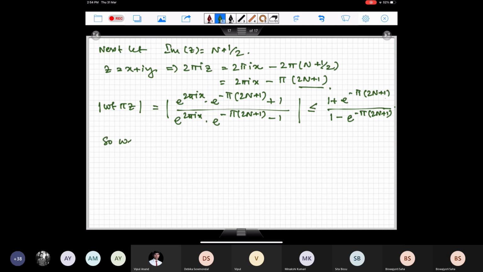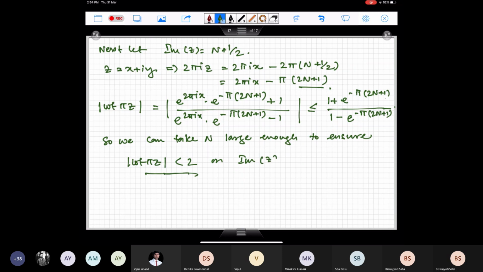So we can take n large enough to ensure the modulus of cot pi z is less than 2 on the imaginary part of z equal to n plus half. Of course, there is no difference if I take the imaginary part of z as minus half. So there is absolutely no difference. This is what we have.